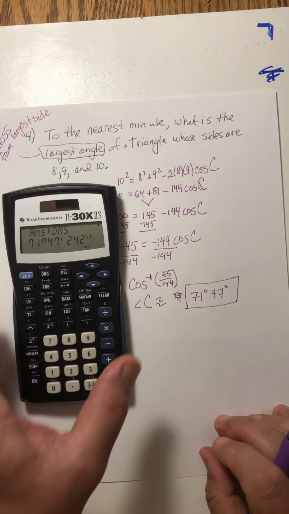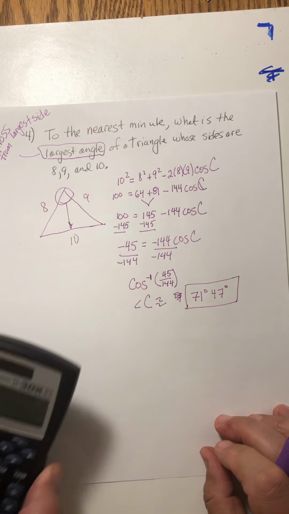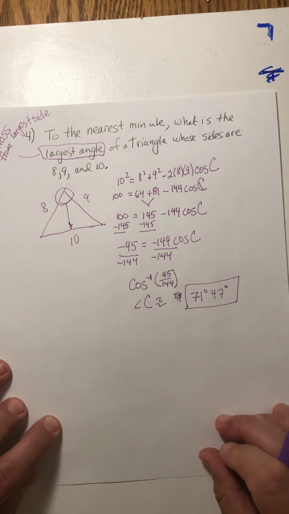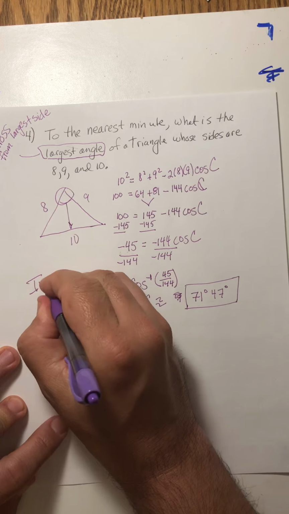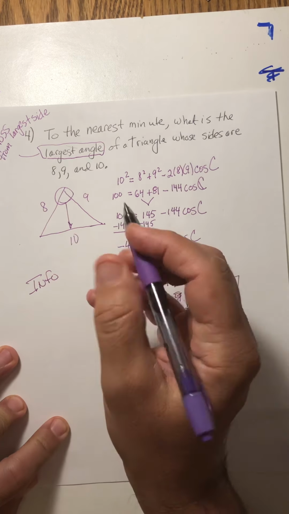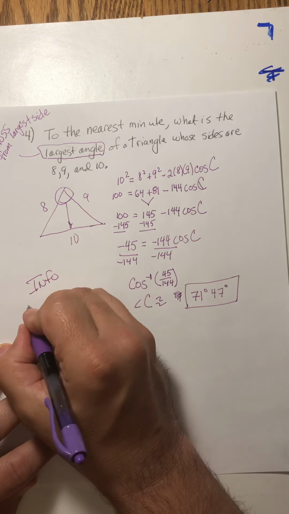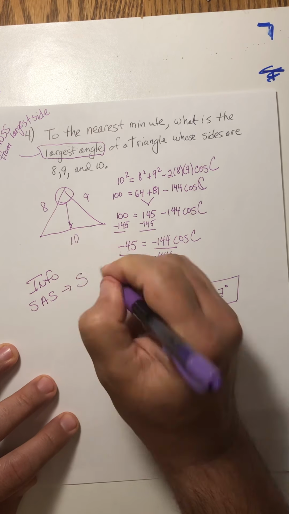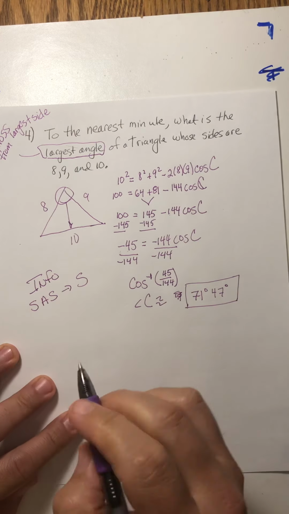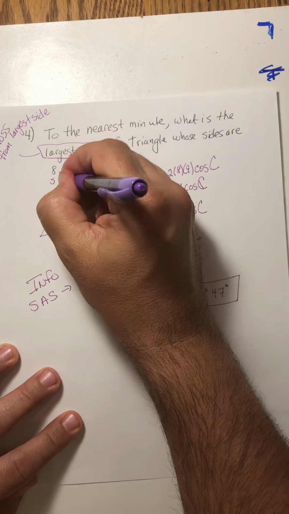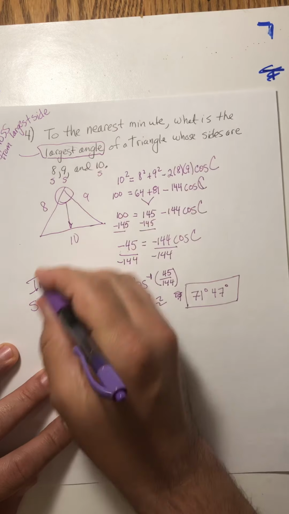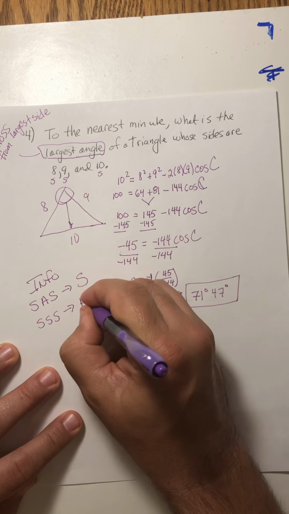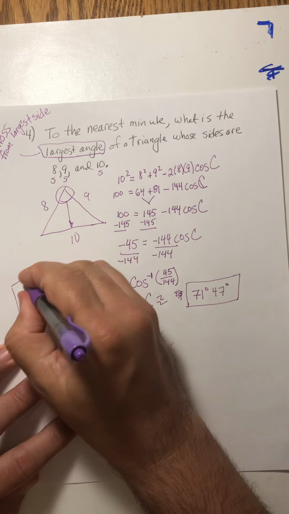71 degrees, 47 minutes is the largest angle. Okay, so what information did we have in order to use the law of cosines? On the first two problems, you had your side, angle, side, and you found the missing side. In the last two questions, we had side, side, side, and we found an angle. So there's our info for using the law of cosines.